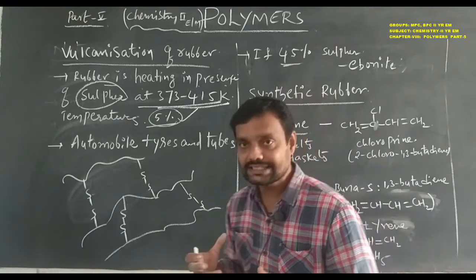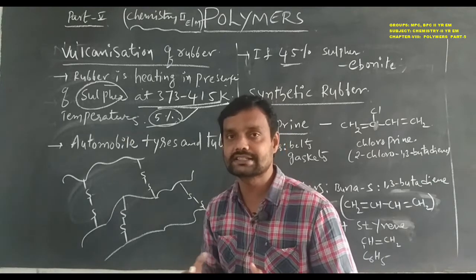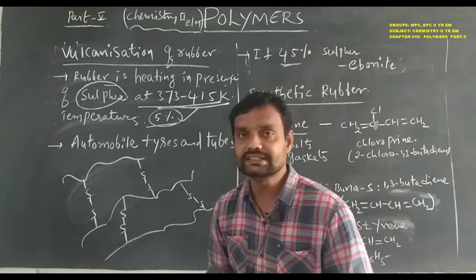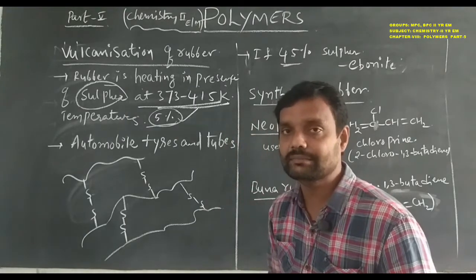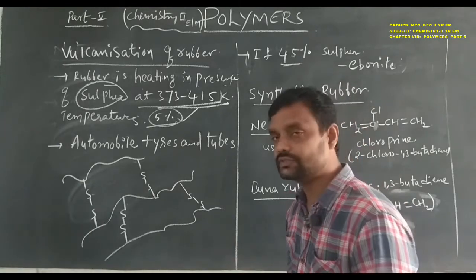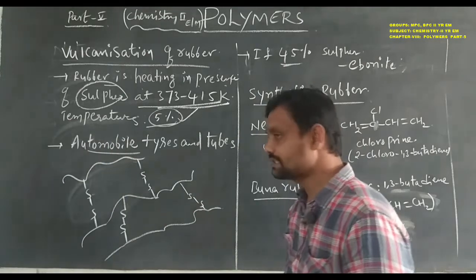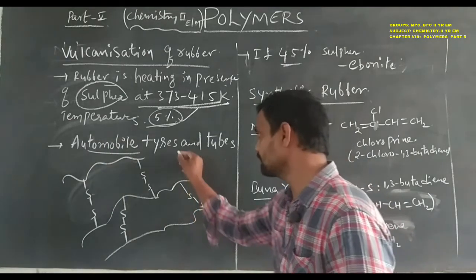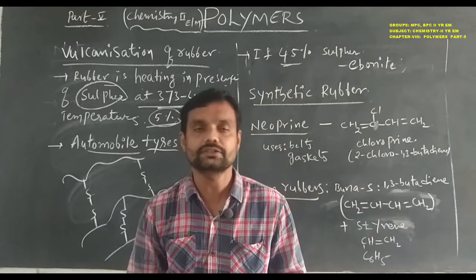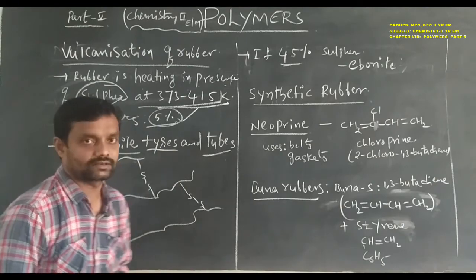Due to this cross linkage, due to this vulcanization of rubber, natural rubber loses or minimizes its elastic nature. Then that vulcanized rubber is used in automobile industries, for example for the preparation of tires and tubes. So this is the meaning of the vulcanization of rubber.